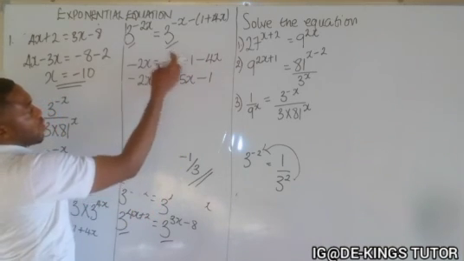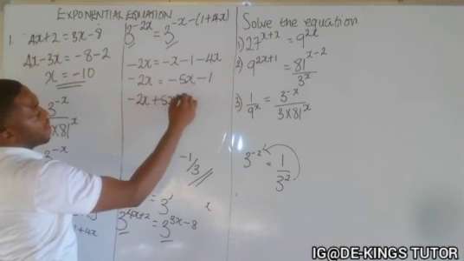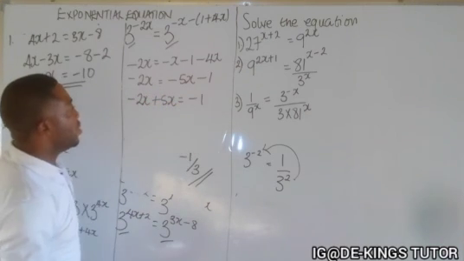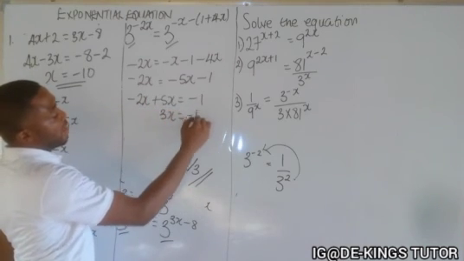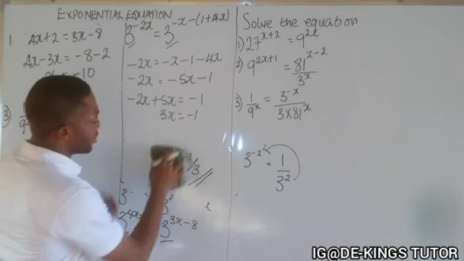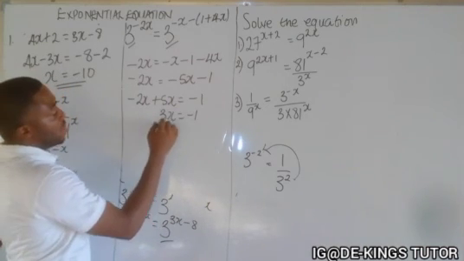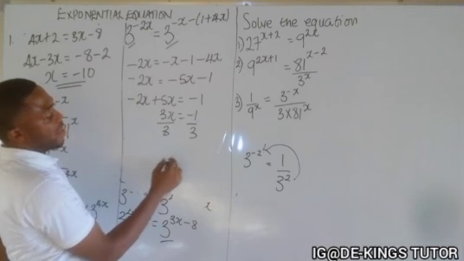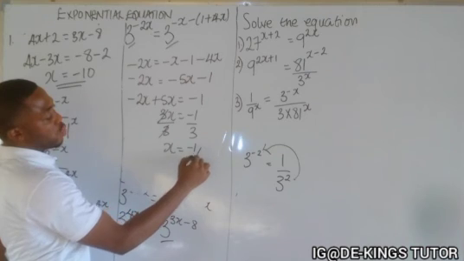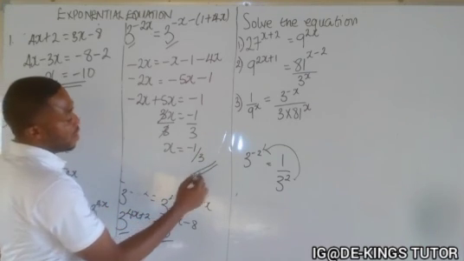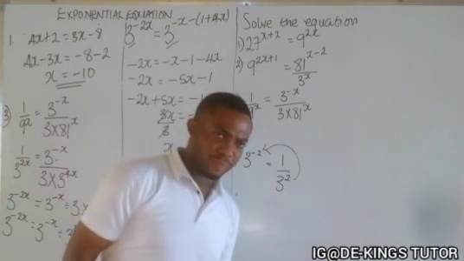So now this comes to the other side. We have minus 2x plus 5x equal minus 1. So minus 2x plus 5x will give us 3x equal minus 1. At this point, to get our x, we divide both sides by 3. This divided by 3, this divided by 3. This cancels this. My x equals minus 1. So that's the value of x.